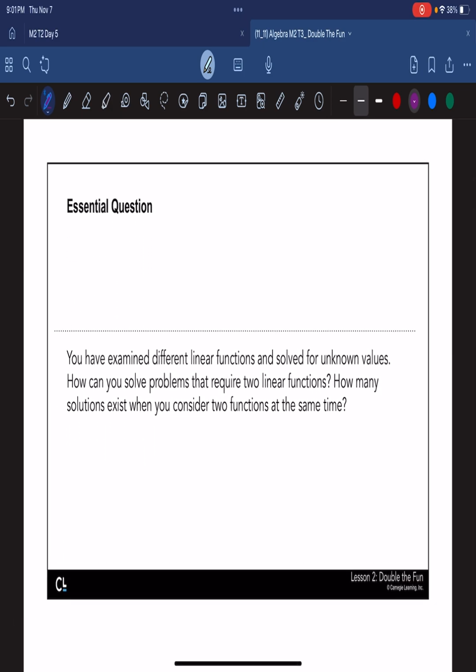Some essential questions we have for today. You have examined different linear functions and solved for unknown values. How can you solve problems that require two linear functions? How many solutions exist when you consider two functions at the same time?